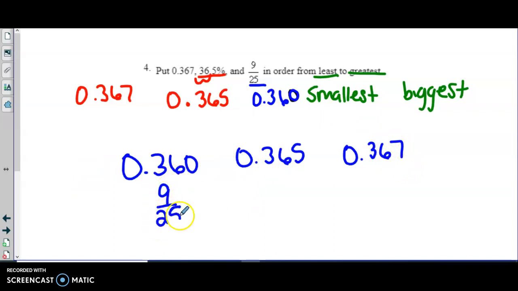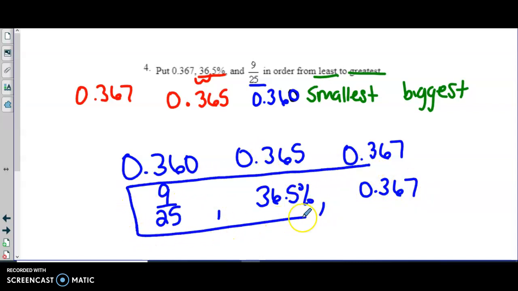Now you're probably not going to see a multiple choice answer written like that. They're probably going to have them written back in their original form. So this is probably what your answer would look like from least to greatest. But for me, I like to convert them all to decimals so that I can compare them all, and then you can convert them back to their original form.